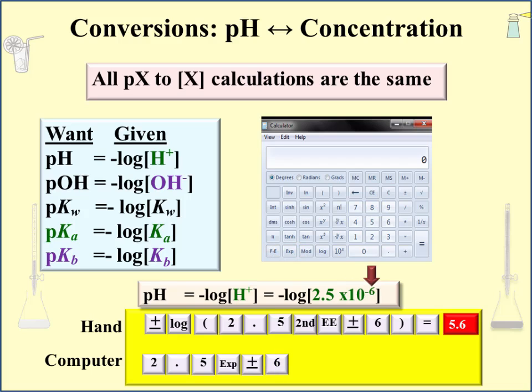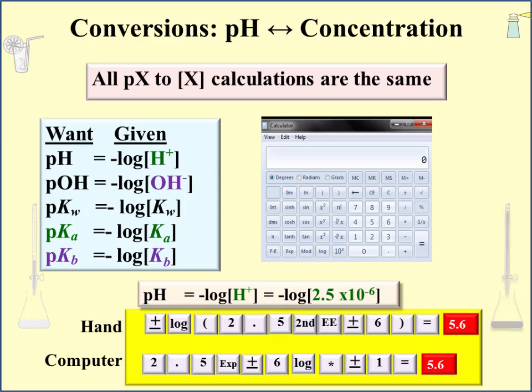With the concentration in the calculator, ask it to take the log by striking the log button. The last thing to do is take care of that negative sign. That is done by multiplying the log by -1. So strike the multiplication key, the plus minus, and the number 1. Hit equal, and get the 5.6 value. The calculators actually give a much longer number, but the final answer is rounded to 2 sig figs, like the 2.5.